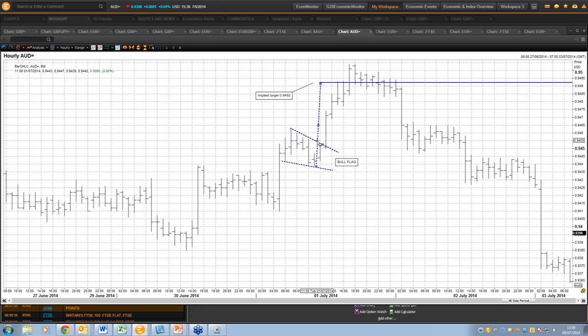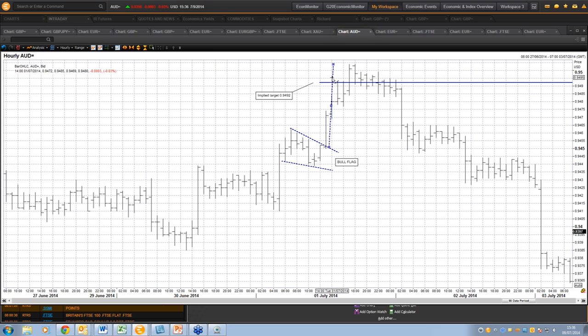The conservative target is to measure it from the low of that breakup. So you basically measure it from the key low. You've got the flagpole, consolidation, and then you measure the flagpole again from that low once you've broken higher, and that gave you a nice target, which was reached pretty quickly.